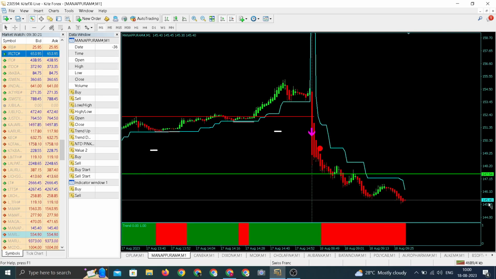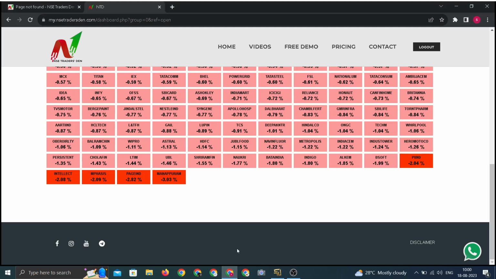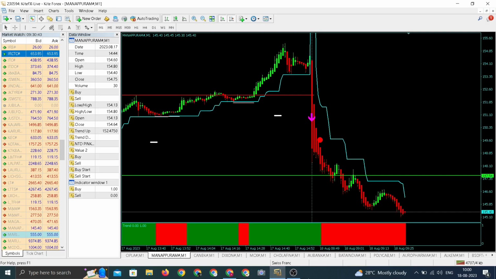There's an update for Manappuram. We entered around 147.54, currently trading at 145.4035. Day low, near day low Manappuram, and if you check the dashboard, it is one of the highest top losers among all the FNOs, the topmost loser among all the FNOs, 3.03% fall in Manappuram after opening. A nice move in Manappuram after our entry.